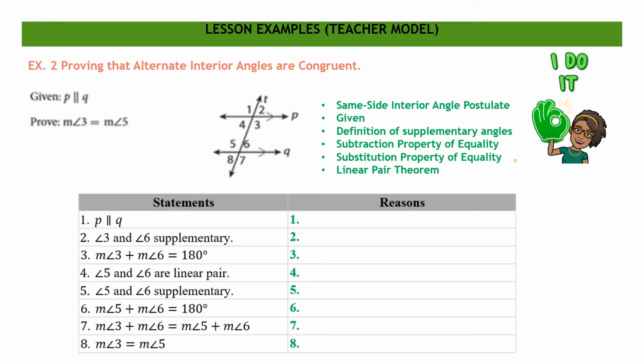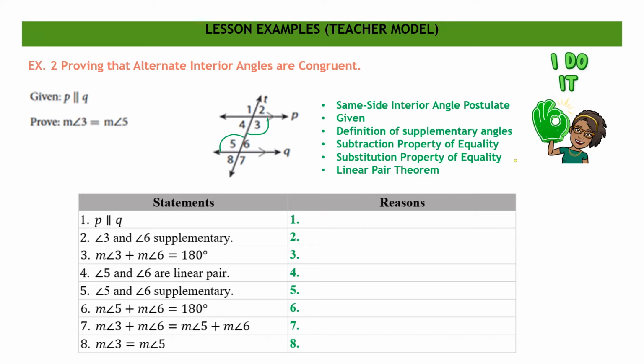Example 2 says that we are trying now to prove the alternate interior angles are congruent. So once again, they give us that lines P and Q are parallel, and we want to prove that angle 3 is congruent to angle 5. Here on the side, we are given 6 different reasons that we can fill in our proof. Now, these reasons we can use more than one time.